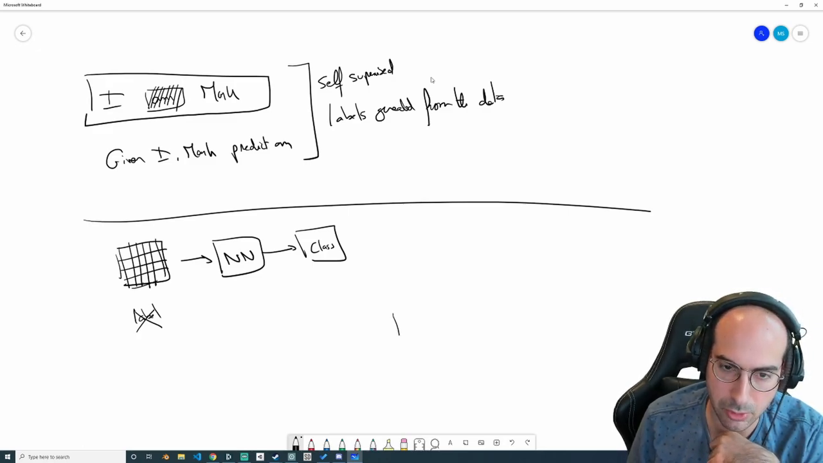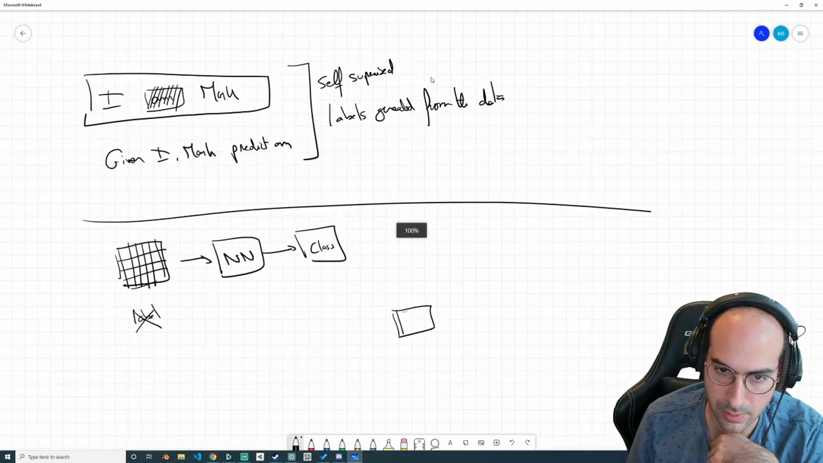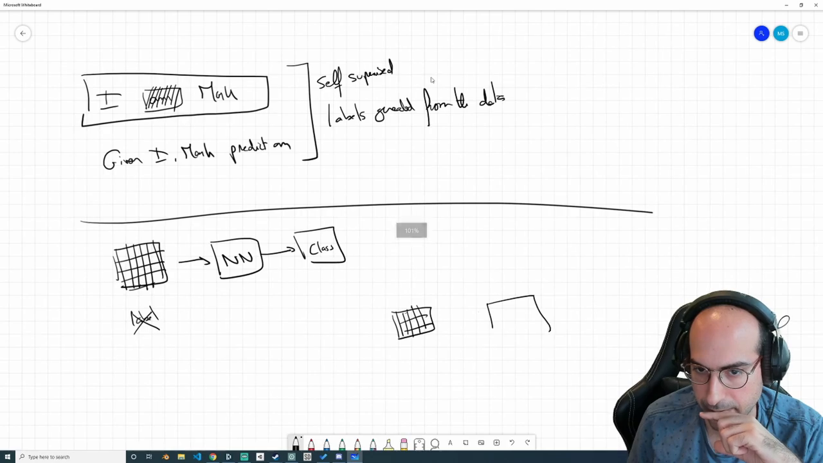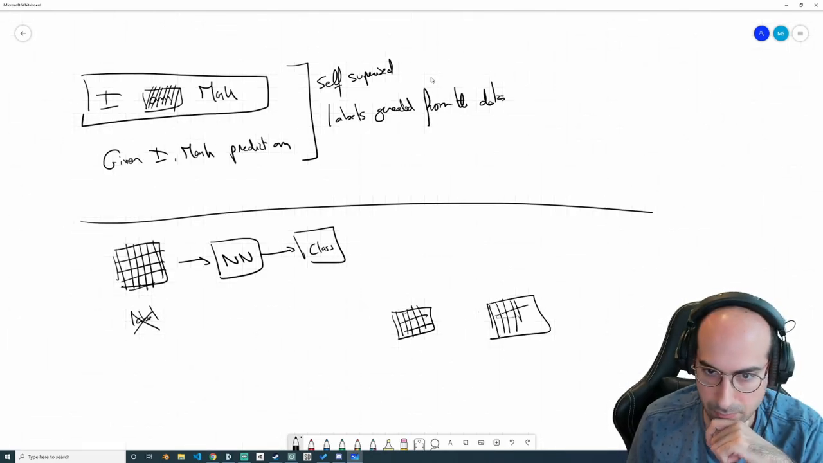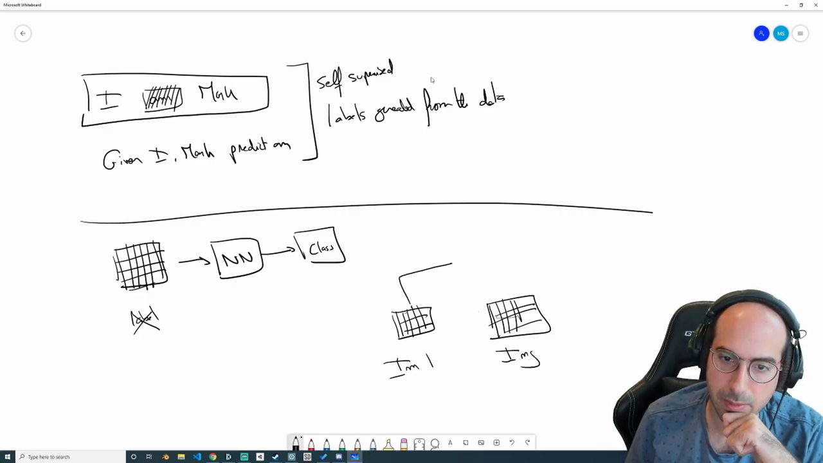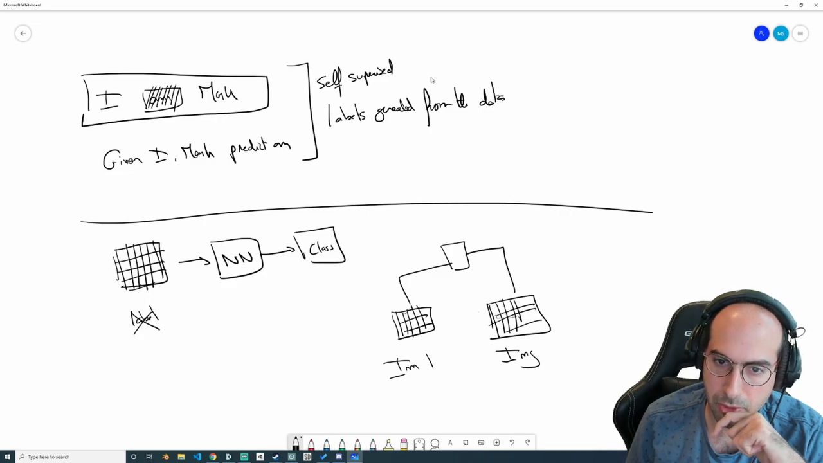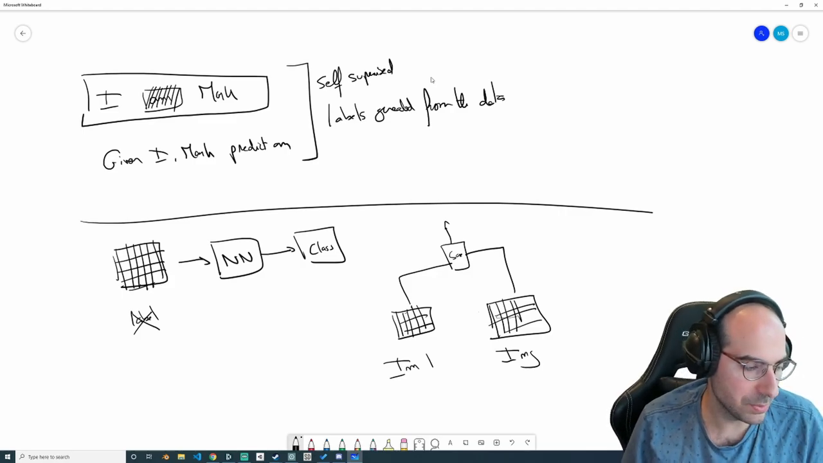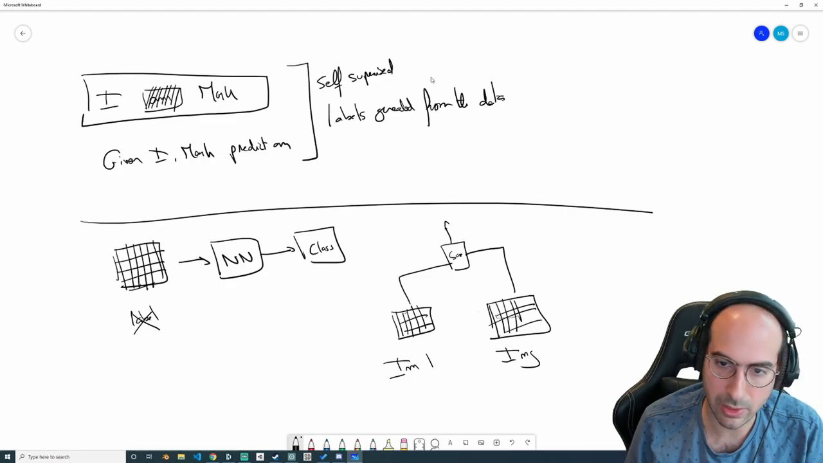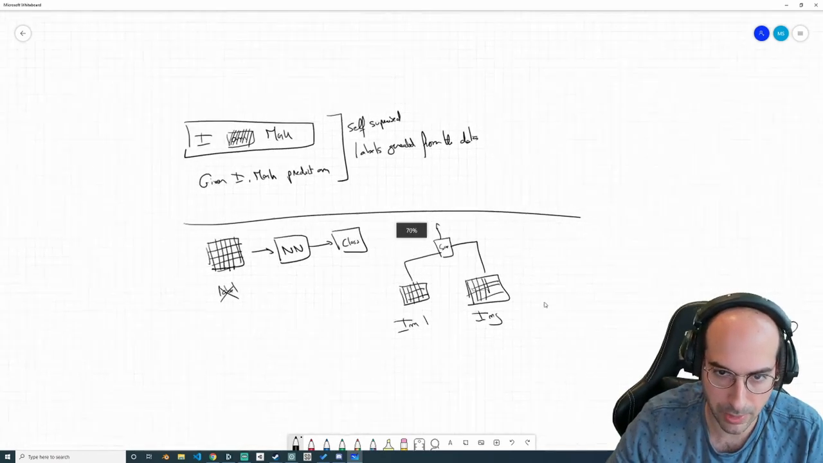Let's assume that you have two images. This is image one, and this is image two. The question we're going to ask ourselves is: is image one the same as image two? So why does this become supervised all of a sudden? Well, you know what the label is: are they equivalent to each other? So how do we actually learn something like this? This is the core problem.